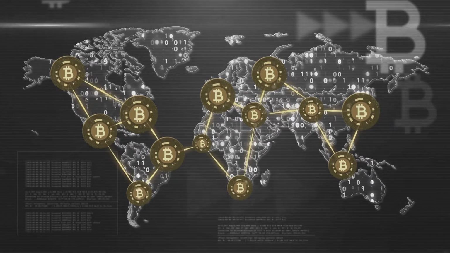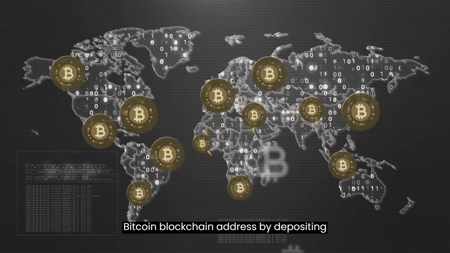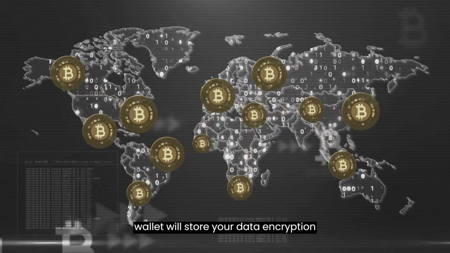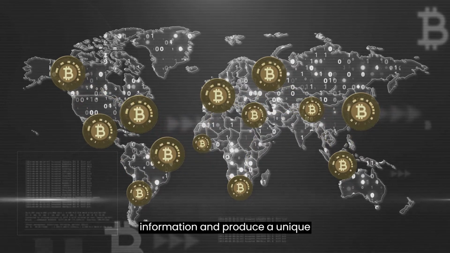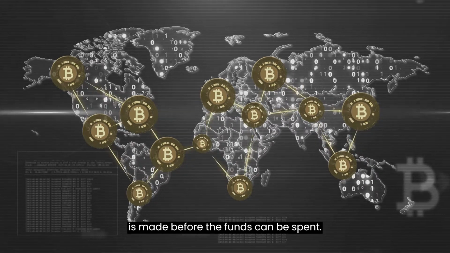How to create a Bitcoin blockchain address? You can generate a Bitcoin blockchain address by depositing funds into a digital wallet. This wallet will store your data encryption information and produce a unique alphanumeric key each time a transaction is made before the funds can be spent.